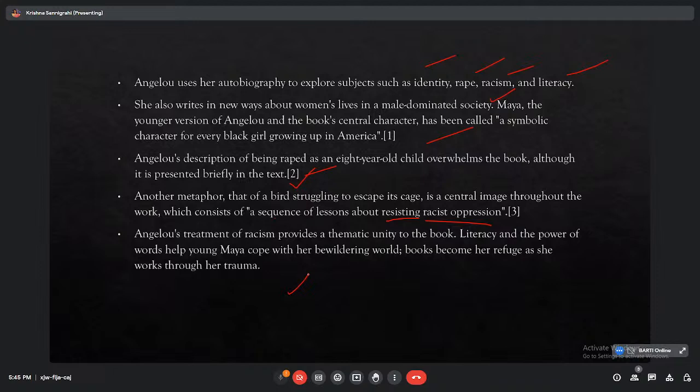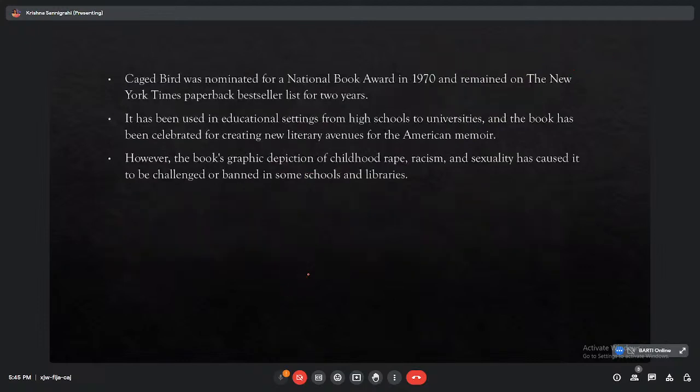Literacy and the power of words help young Maya cope with her bewildering world. Books become her refuge as she works through her trauma. Caged Bird was nominated for a National Book Award in 1970 and remained on the New York Times paperback bestseller list for 2 years.